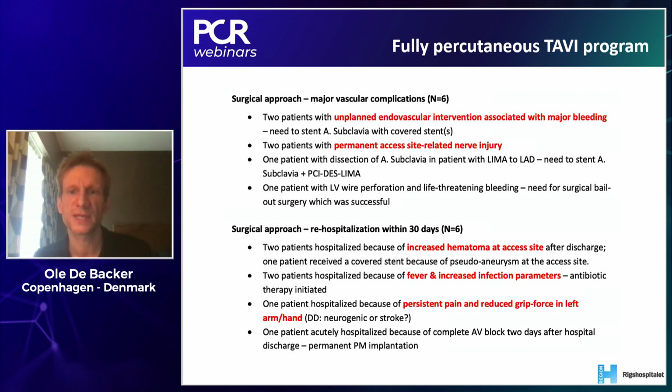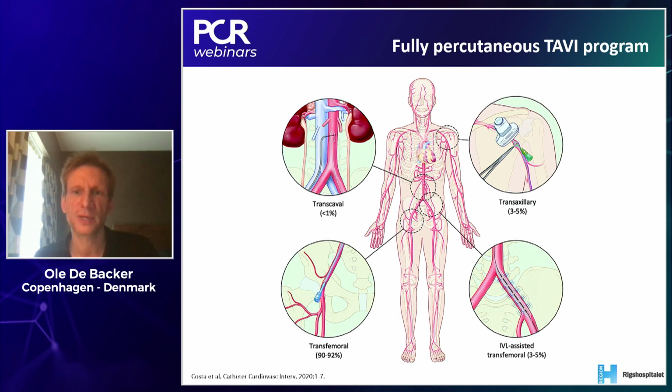Well, first of all, increased hematoma. Also, it's still a surgical wound you make there, so fever and increased infection parameters, for which in local hospitals antibiotic therapy was even started. We don't see this after the percutaneous and really minimally invasive approach. Also, persistent pain and reduced grip force in the left arm was seen after this surgically assisted access. So we prefer nowadays this percutaneous transaxillary approach, as a part of our fully percutaneous TAVR program.